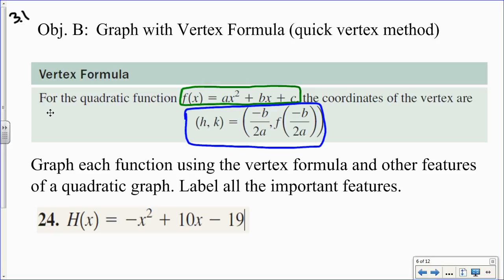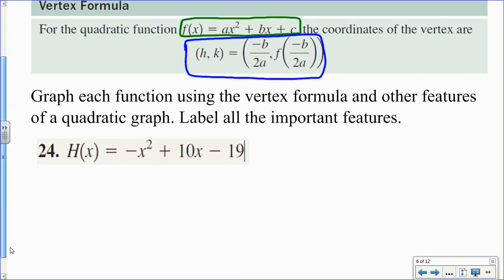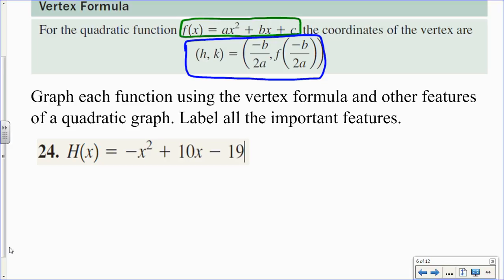On this example, we won't do the graph or the other features, but we will identify the vertex. Your vertex is h and k. h is the opposite of b over 2a. That's how we find the x coordinate of the vertex. This line right here just got copied over. It is minus 19, and that's it.